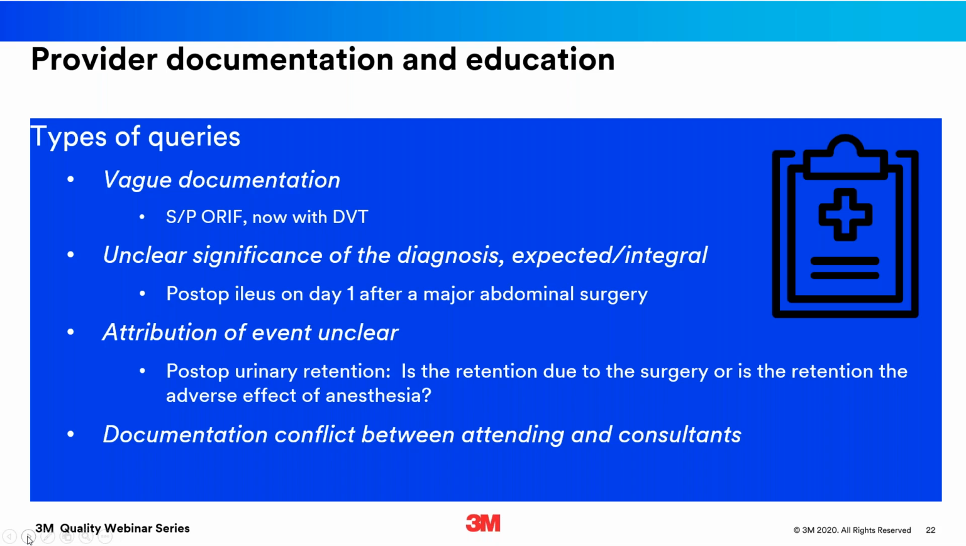Again, the third scenario is if we have an attribution of our event that seems to be unclear. Why do they have urinary retention? Is it due to the surgery? Is it an adverse effect of anesthesia? Or is it due to neither? Is it because the patient can only urinate while standing, as an example? He cannot urinate in a laying position. Well, I don't know that I would like to call that a surgical complication when he is not able to be mobile yet. And of course, as we said before, if there is documentation conflict either between the attending and consultants or amongst consultants.